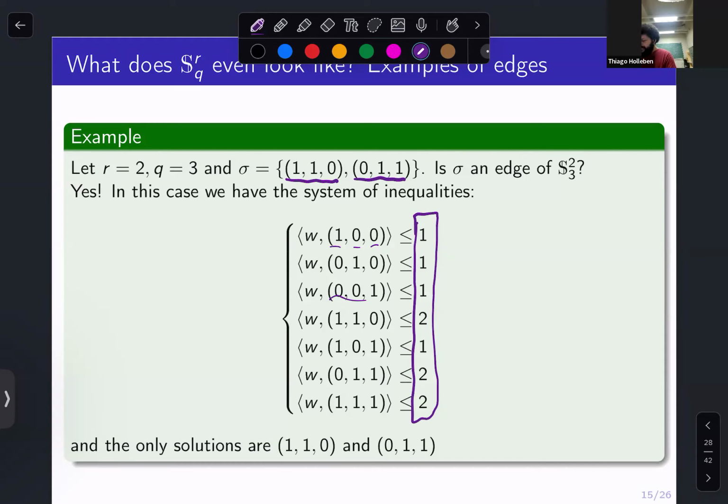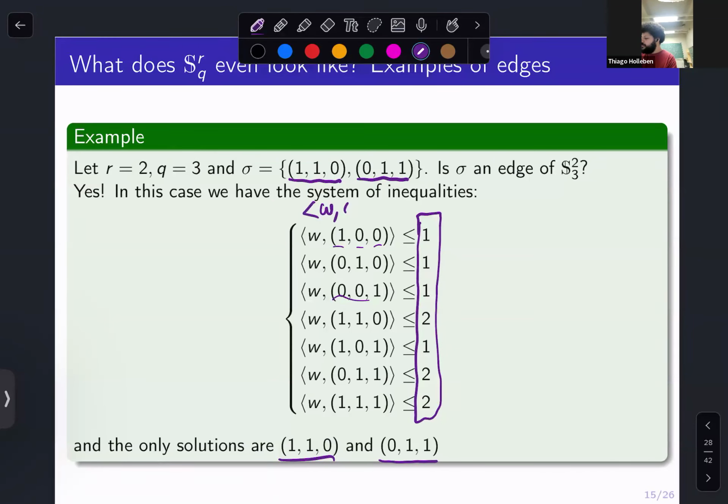And if you look at the system, this one is not really hard to prove. The only solutions are actually 1, 1, 0 and 0, 1, 1. If you want to see why that would be the case: the only solutions in natural numbers adding up to R, where you also want this, so 1, 1, 1 is equal to 2. So you want natural numbers, and you want the dot product with the sum of all coordinates to be 2.